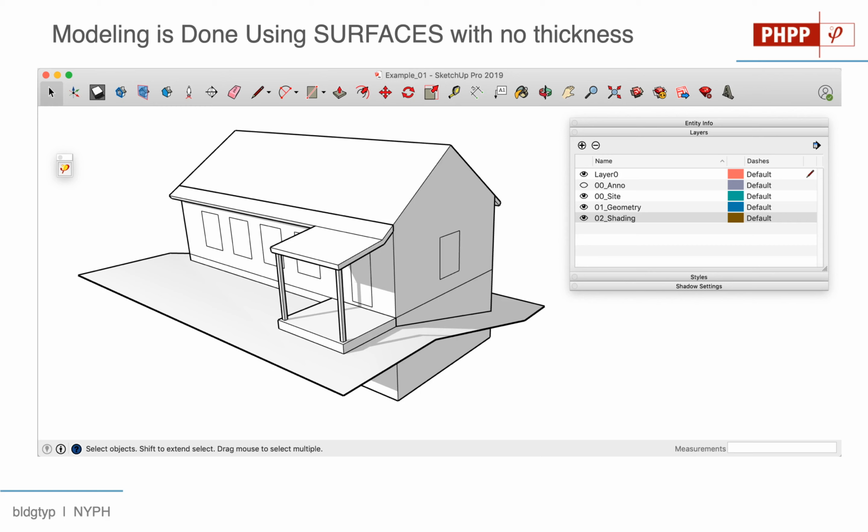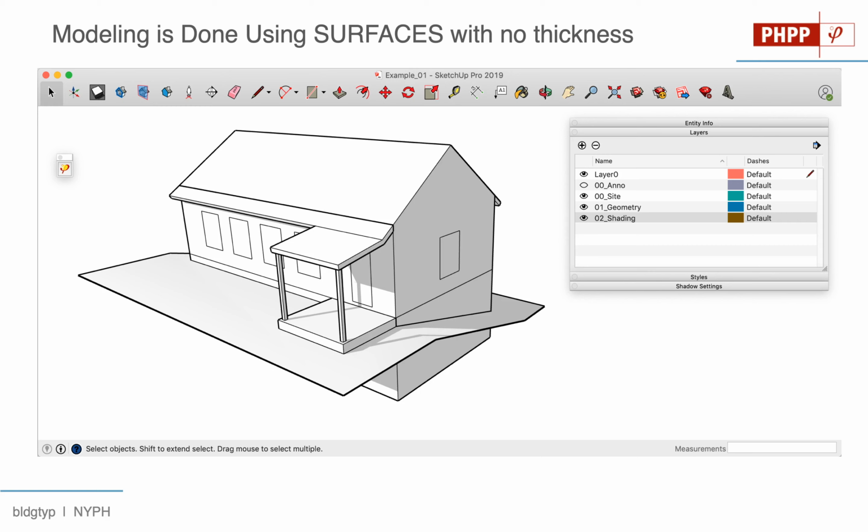Now, there's a couple of interesting quirks to the way that we have to model for DesignPH. But I think now that you have a lot of experience with the PHPP, some of it will be quite obvious. Remember, the DesignPH is an interface. It's a method of getting PHPP the data that it wants.